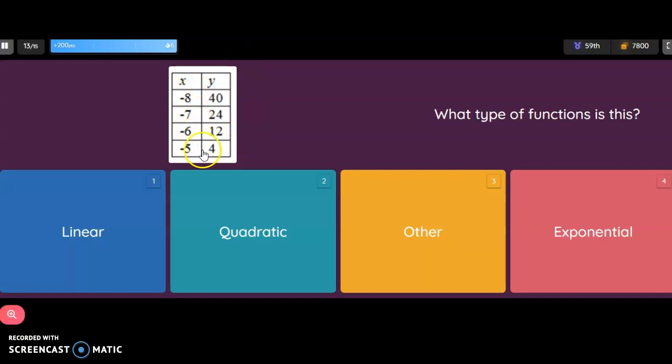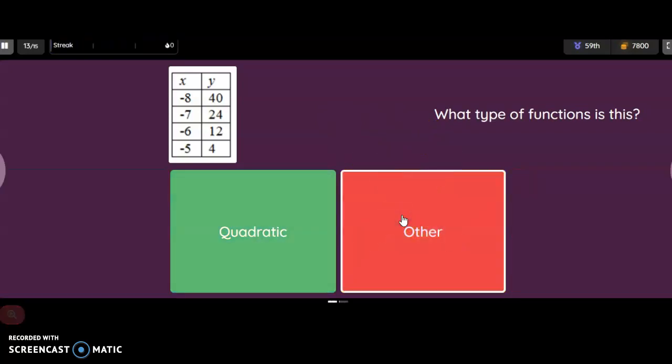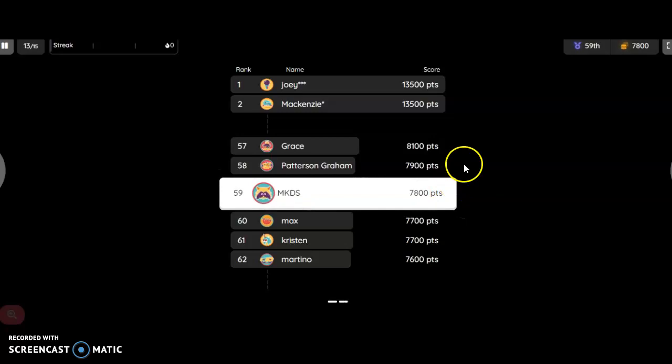So what type of function is this? Let's take a look at our y's again. Alright, so it looks like we can multiply by 3. 4 times 3 gives you 12. 12 times 3... I don't see a pattern there. Let's say other. Let's see what happens. Quadratic. Alright, let's come back to that one.